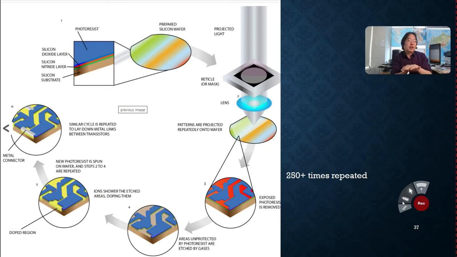That's the process. One round, but that's not the end. 250 different times you run it, so that you will have layers and layers and layers of circuits within that small tiny chip on the huge wafer. How many chips would there be on a single wafer? Well, it depends on the size of the wafer and the size of the chip, right?